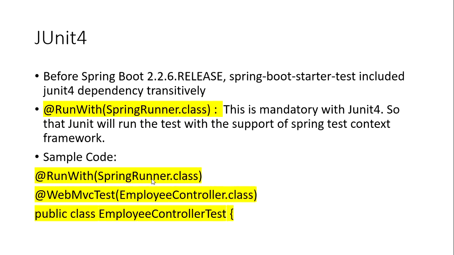So if you want to run your JUnit 4 related test cases with Spring Boot 2.5, 2.6 or later versions, then you need to add the JUnit 4 vintage engine dependency explicitly once again. Why? Because you are not getting that backward compatibility after Spring Boot 2.4 onwards. And one more point, as I said, it's mandatory to have the annotation @RunWith(SpringRunner.class) whenever you're using JUnit 4, to annotate your test classes.